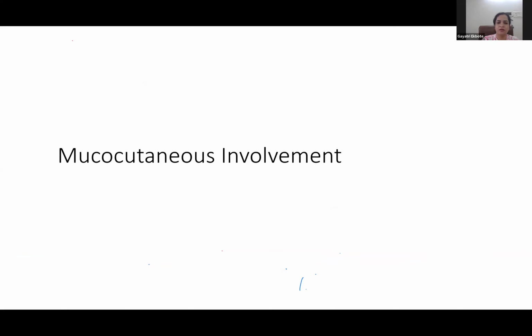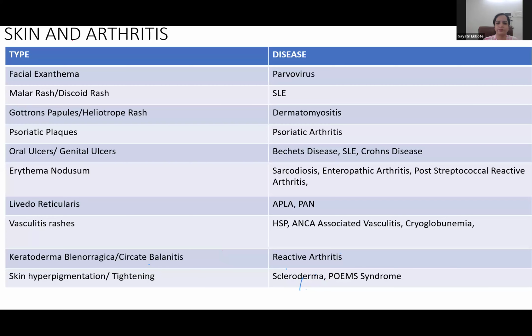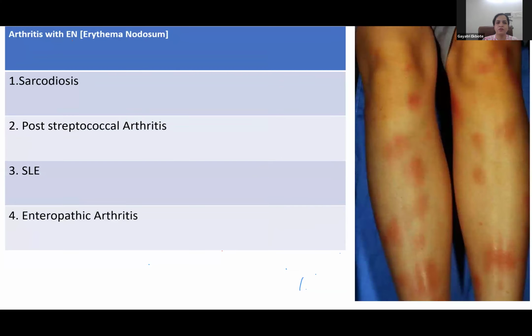Now, extraarticular manifestations, mucocutaneous involvement. So this is arthritis with erythema nodosum. You can see the erythema nodosum rashes. I have put a lower limb picture. These EN rashes usually come in crops.